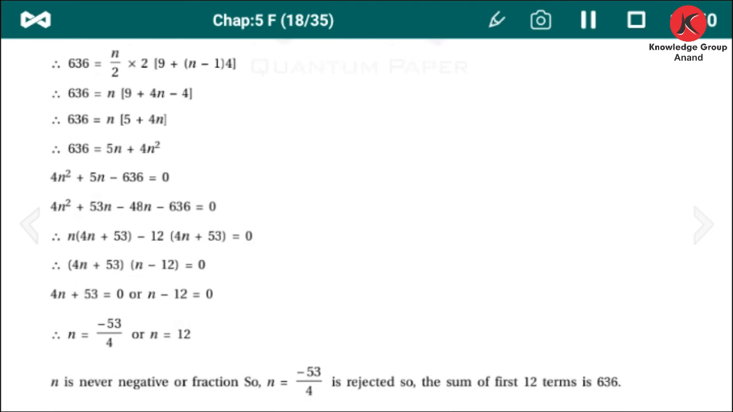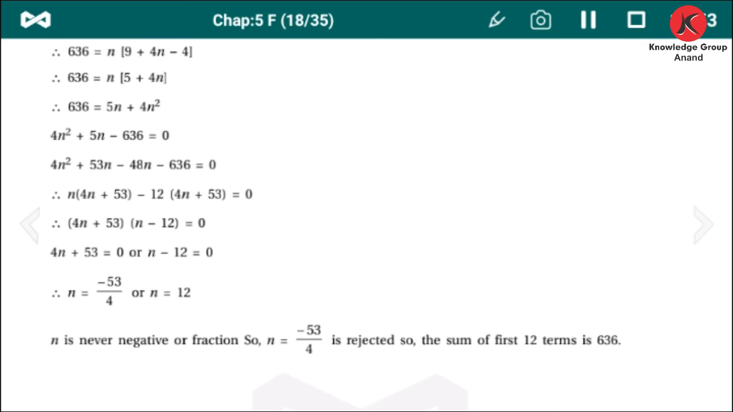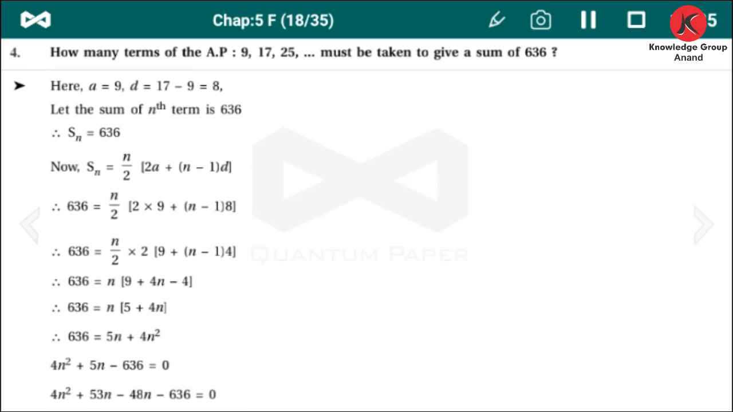4n plus 53 is equal to 0, or n minus 12 is equal to 0. n is equal to minus 53 by 4, or n is equal to 12. But we know that n should be a positive integer, it is never a negative integer or fraction. So n is equal to 12. Therefore, n is equal to minus 53 by 4 is not possible. The sum of the first 12 terms is 636.